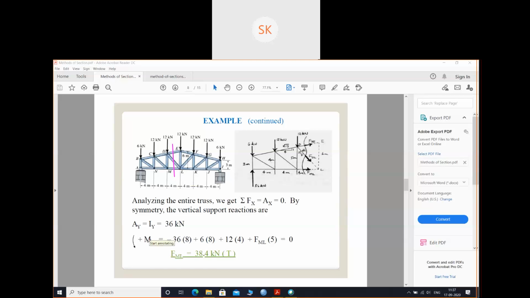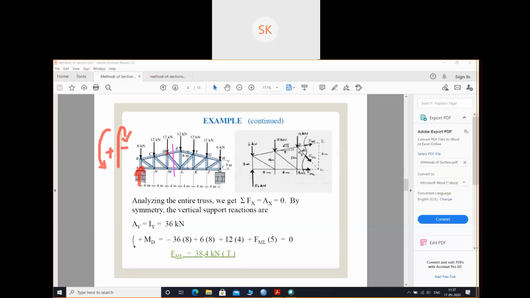Here I am taking moment about D point. That means moment about this point, this D point. All the moments about this point equal 0. So see this Ay force into distance. How much? 4 plus 4. I'm taking this direction as positive and this direction as negative.